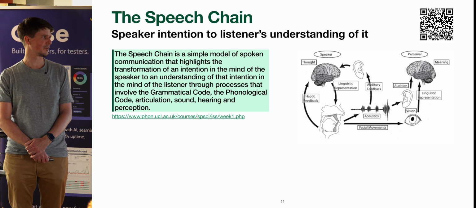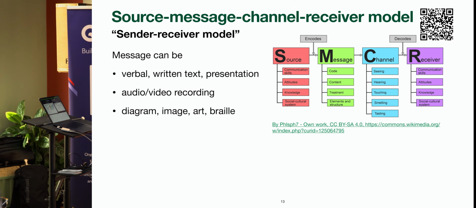Okay, if we move on from this more verbal-based communication, or the model that we just talked about, the speech chain, to a more abstract way, there's the source message channel receiver model. In this case, the source is the speaker, or was the speaker in the previous model, and the receiver is the same. But the message and the channel can be anything now. It's not just verbal. It can be seeing, hearing, touching, smelling, tasting, anything. So this is more abstract than just verbal communication. It can be an audio or video recording, a diagram, an image, or even art or braille. That's an example for the touching part.